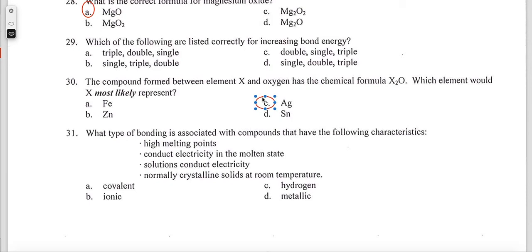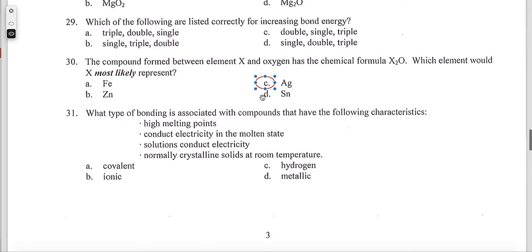31, and that's the last one. Things that have those high characteristics. Conducts electricity, that's your key. That is a metal. Okay, and if you look at these, covalent is nonmetal. Ionic, there's the metal. Hydrogen is a nonmetal. Metallic is a metal.